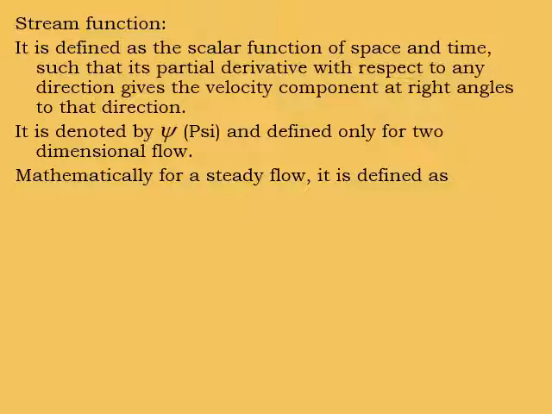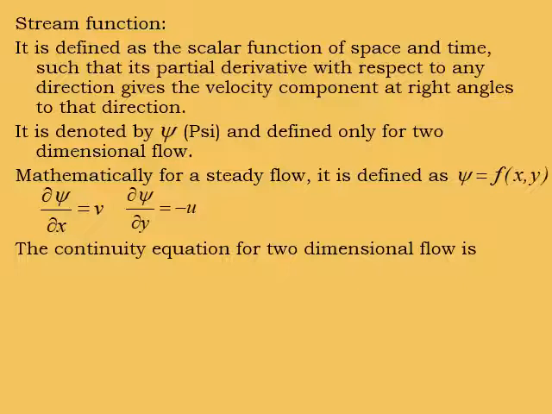Mathematically, for a steady flow, it is defined as ∂ψ/∂x equals... So there is a stream function that is defined as a function of x and y. There is a two-dimensional flow. With respect to that, ∂ψ/∂x is equal to v and ∂ψ/∂y is equal to minus u.